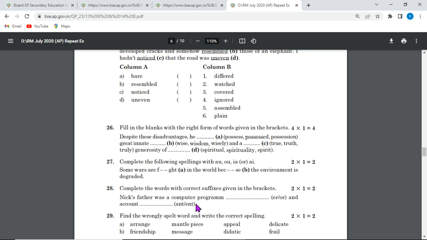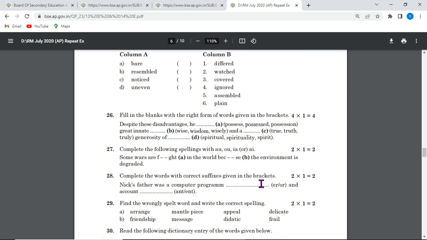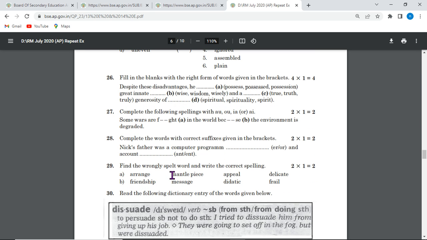So Nick's father was a computer programmer, M-M-E-R, accountant, A-N-T. So here is a wrongly spelt word. As per the British and UK dictionary it is TL, mantelpiece, but it is also pronounced in other continents like the US. It is also correct, but this is very ambiguous. But in these four words, you can have this as a wrongly spelled, and TL is the spelling pattern, MANTLPIESC.